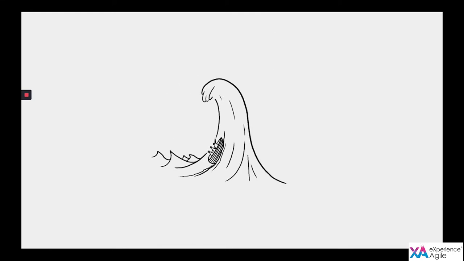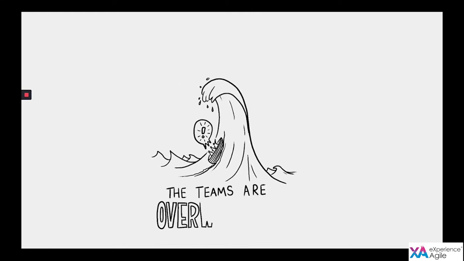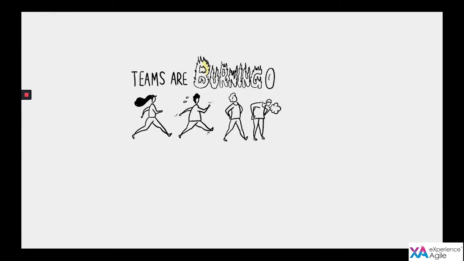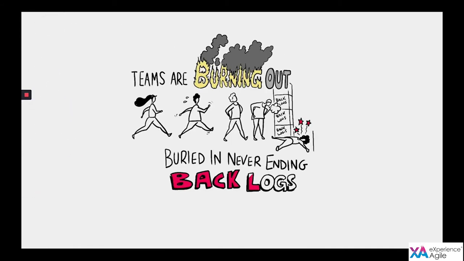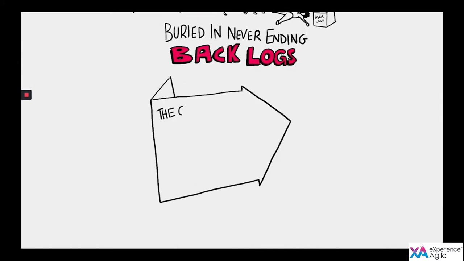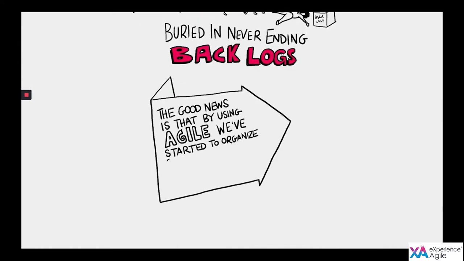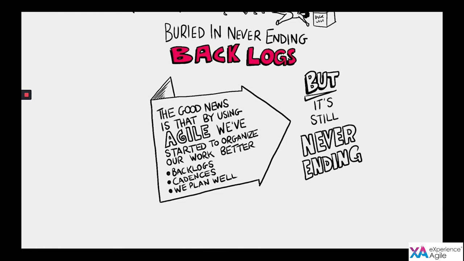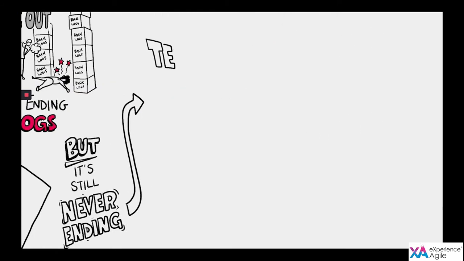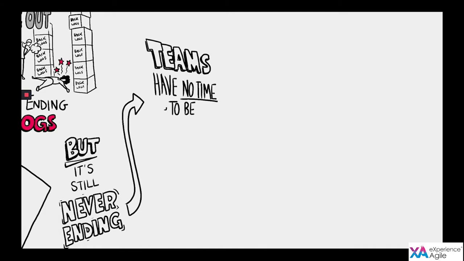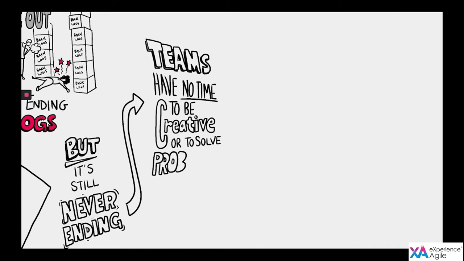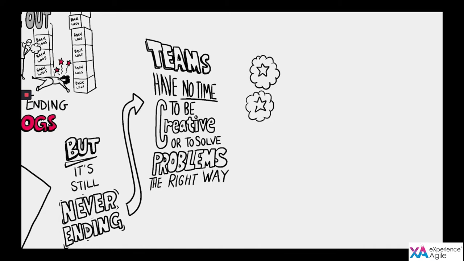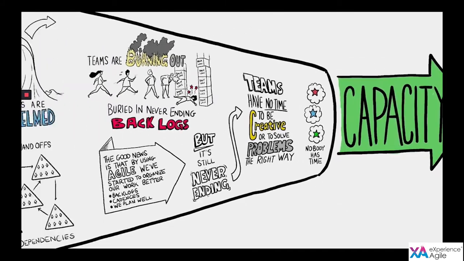As you come closer to the actual teams that get the work done, what you see is they're overwhelmed. Teams are burning out. They will tell you they are buried in never-ending backlogs. The good news is that by using Agile, we've started to organize our work a little better. So we have backlogs and cadences and we plan well, but it's still never ending. Teams have no time to be creative or to solve problems the right way. Remember those 3 different features that were all asking for the same thing? Nobody has time to focus on that.